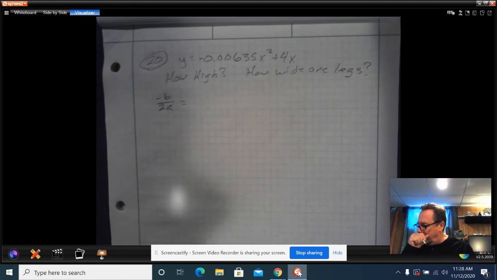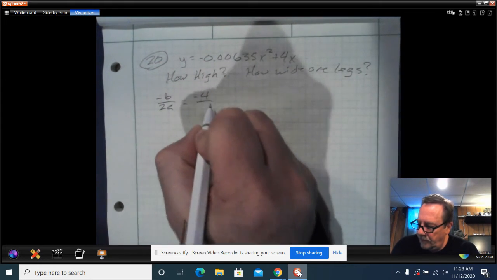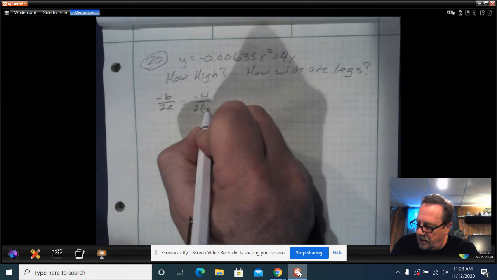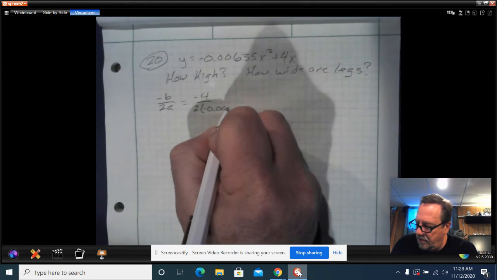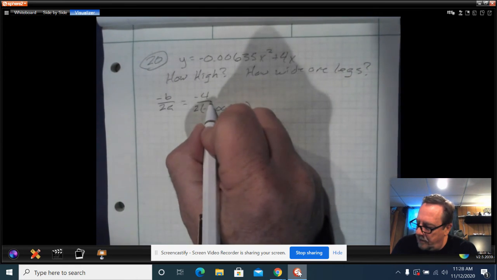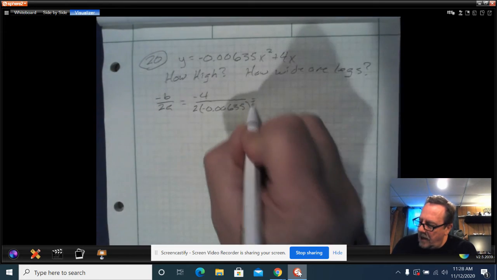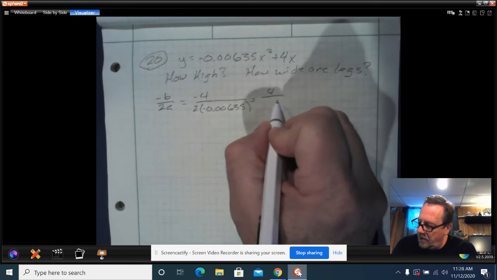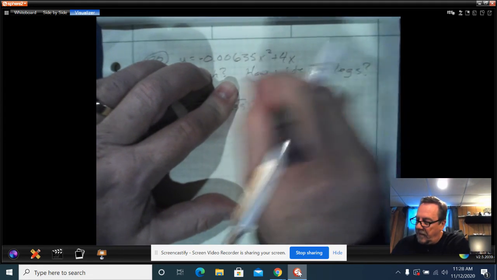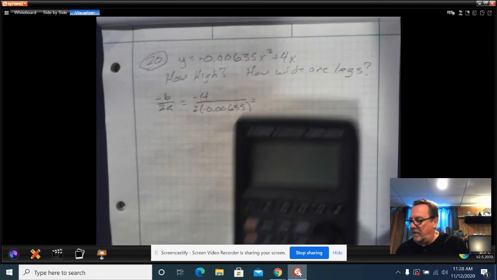So in this case, 4 is our b, and a strange number is our a. So that's going to be 4 over... let's not even show steps. Let's just plug it into a calculator, since we're going to be using that anyway.